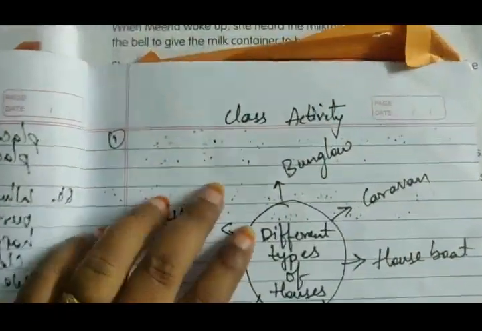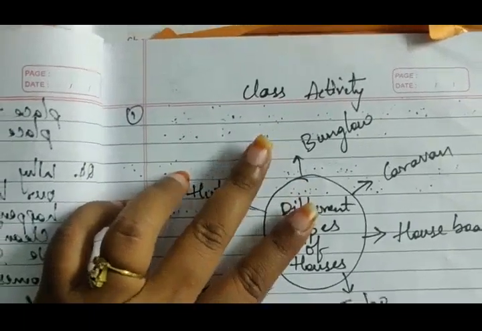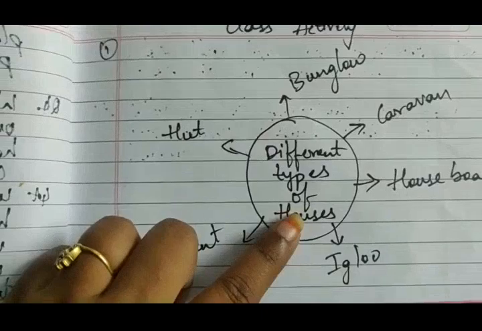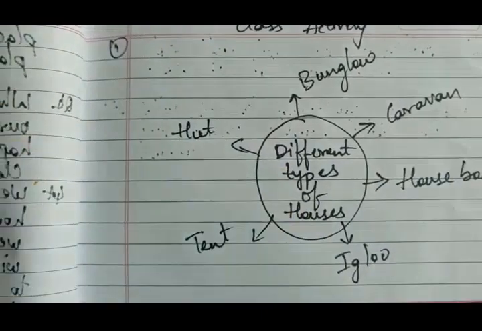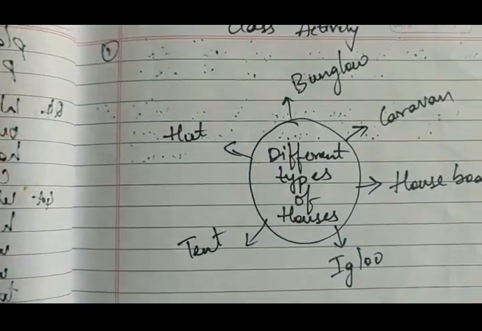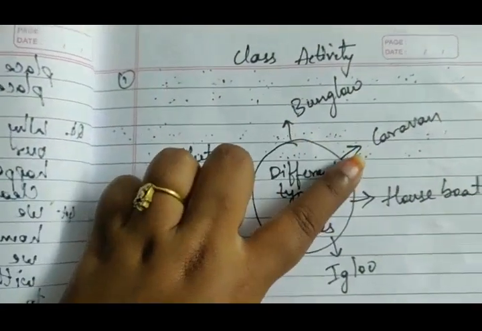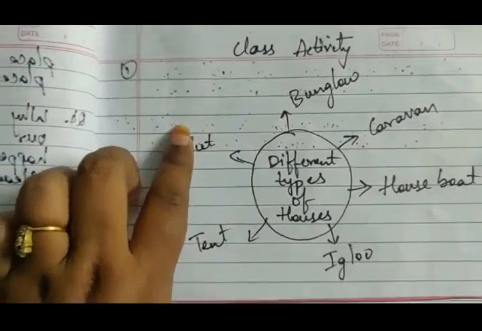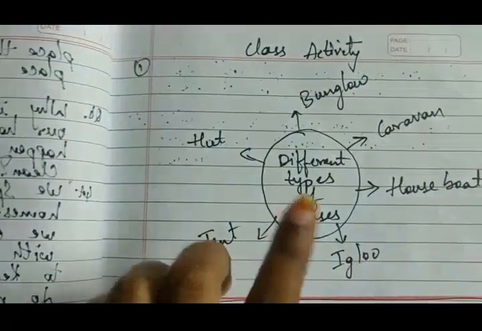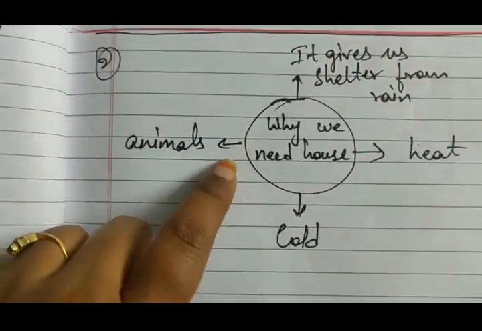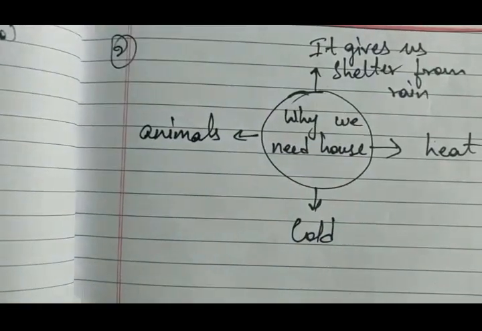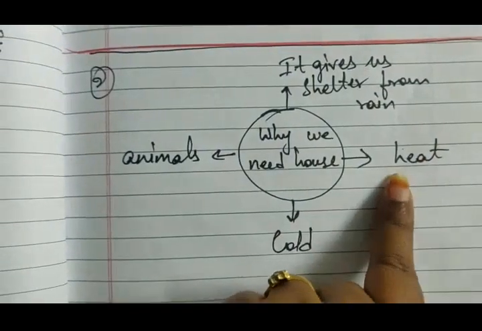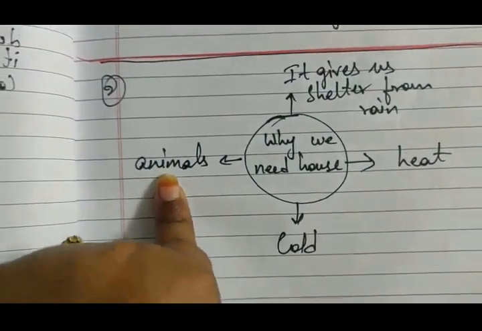Now you have the 5th bit, class activity. You have 2 class activities here. Let's see the first one. Different types of houses. Yes, in S2 we have learned about different types of houses. What are there? Bungalow, caravan, houseboat, igloo, tent, hut. These are the different types of houses. And second one, why we need a house? Because it gives us shelter from rain, heat, cold, animals.